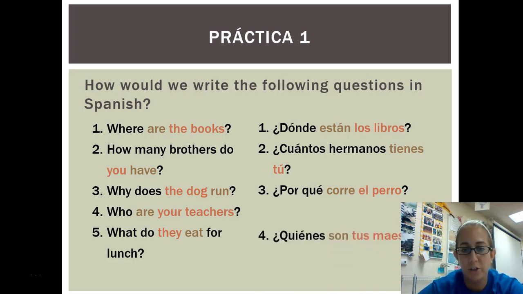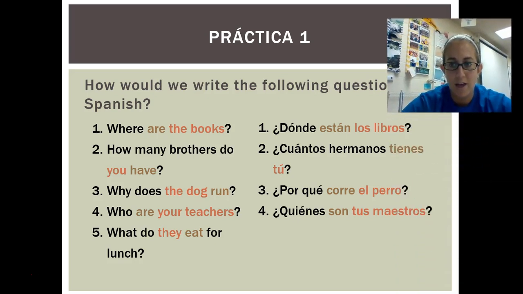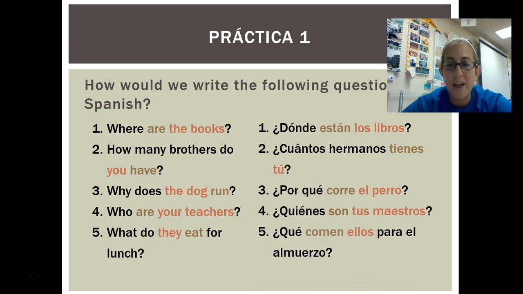Who are your teachers? ¿Quiénes son tus maestros? Can you see that all right? Okay. And what do they eat for lunch? ¿Qué comen ellos para el almuerzo? Right? So notice all of those, our verb is first and then our subject follows.